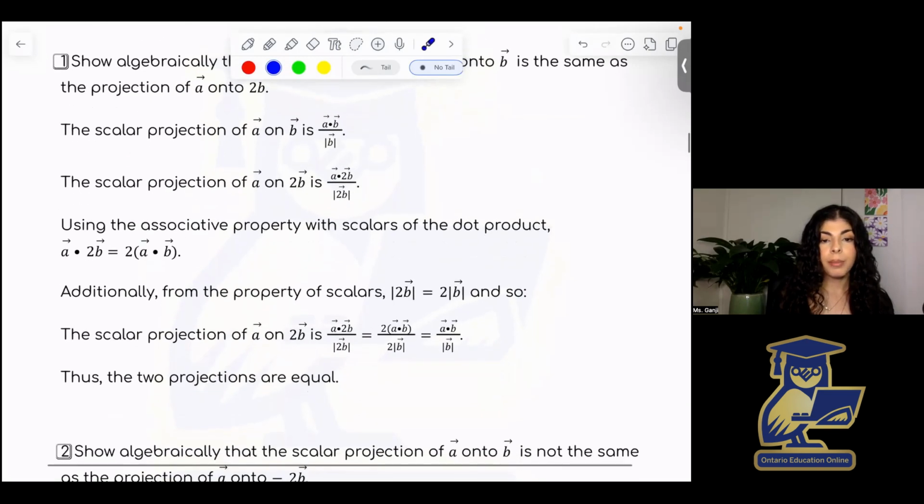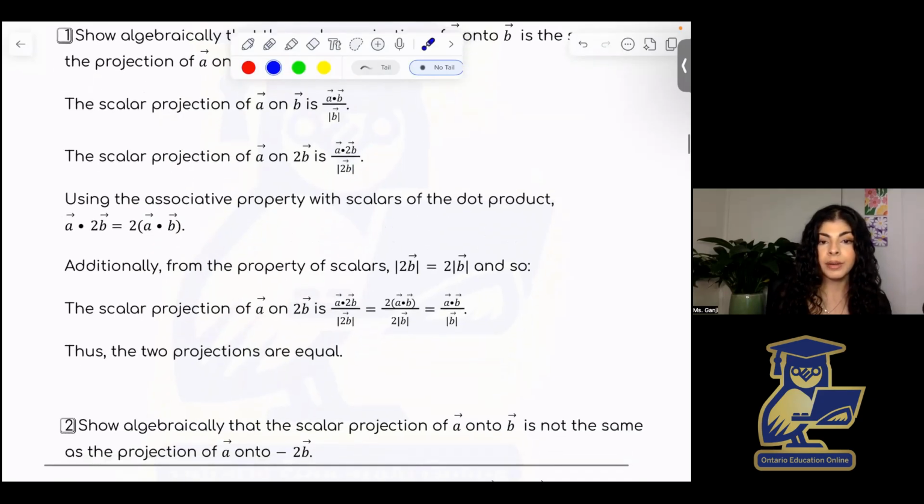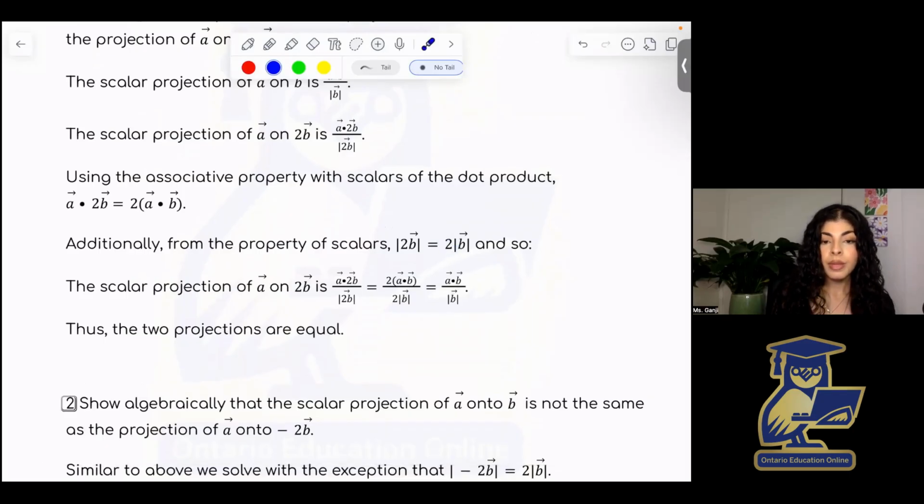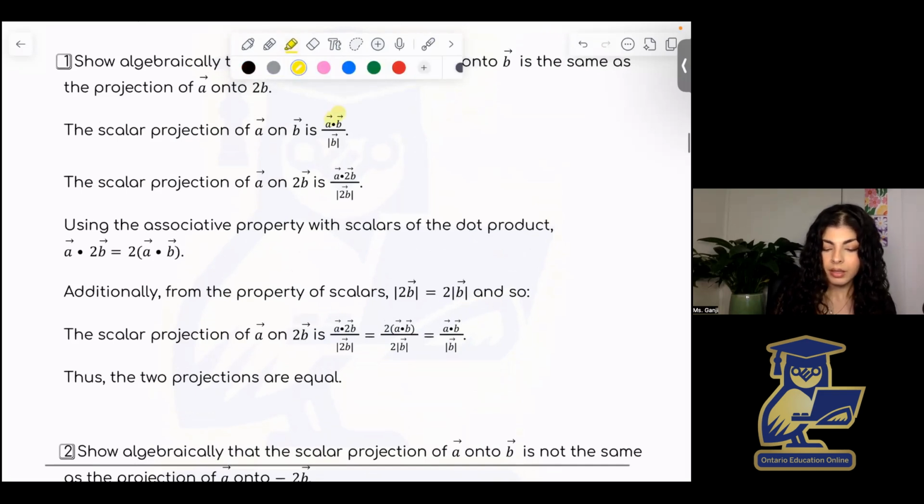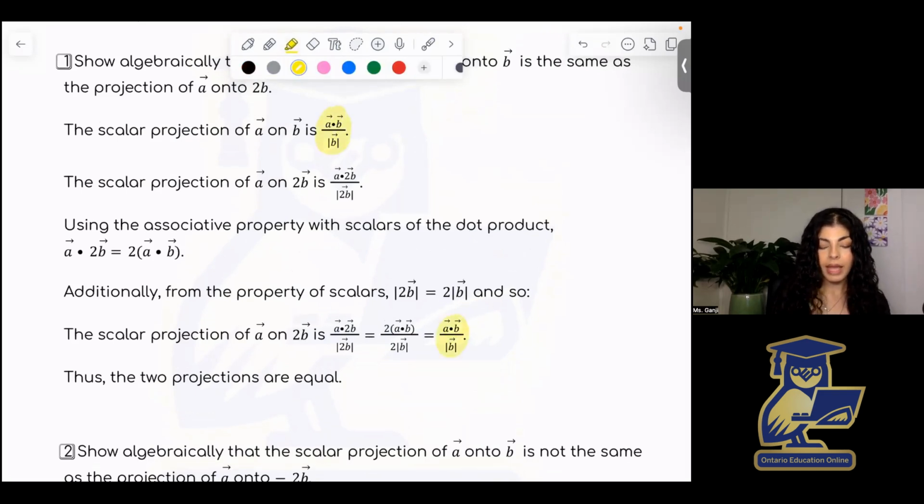But using the associative property with the scalar for dot products, this A dot product 2B is just 2 times the dot product of A and B. And similarly, from properties of scalars, when we are finding this magnitude here, we can factor out this 2, and this is 2 times the magnitude of B. So now rewriting this projection of A onto 2B, we have 2 in the numerator and 2 in the denominator, which cancel out, and this is that same value we were seeing up there. And these two projections are equal, so again, the projection of A onto B is independent of the length of B, as we just saw.